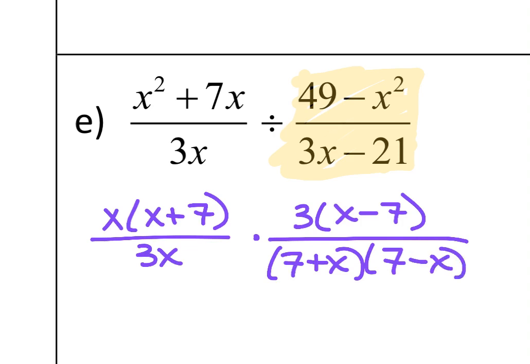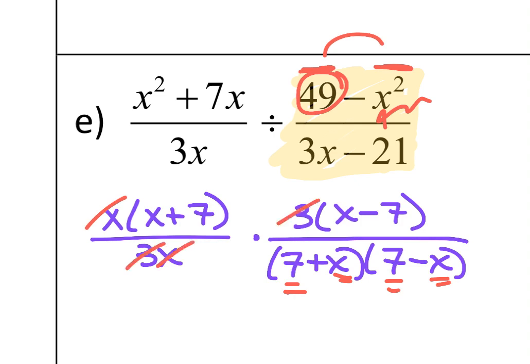Now, first of all, make sure you see up here that because the 49 is first, down here the 7's have to be first. And because the x is second, the x's have to be after the plus and minus signs there. Now, you have both factored and flipped, and now you can start canceling things. And I have an x and I have a 3, so I'm going to cancel both the x and the 3. I have an x plus 7 and 7 plus x.